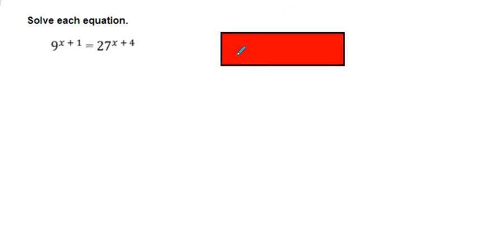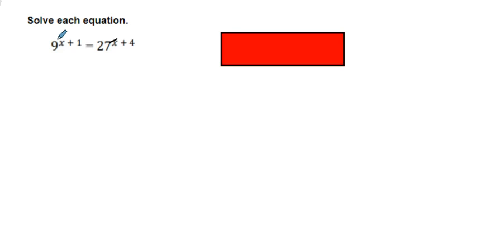Okay, so with this problem right here, now we've got different bases like before. I know that 27 I can write as something with threes, and I can do the same thing with nine, but I can't get 27 to be nine, and I can't get nine to be 27.